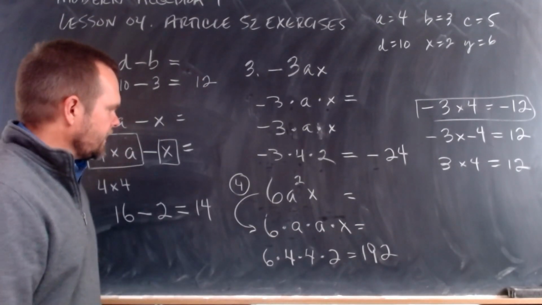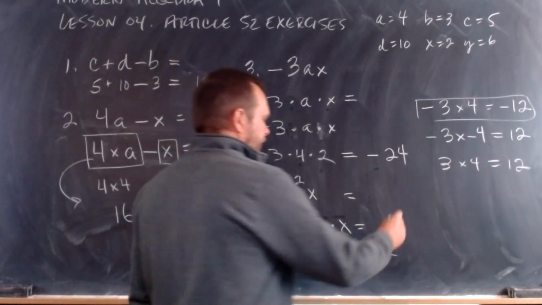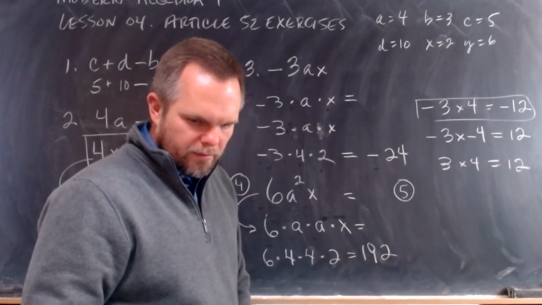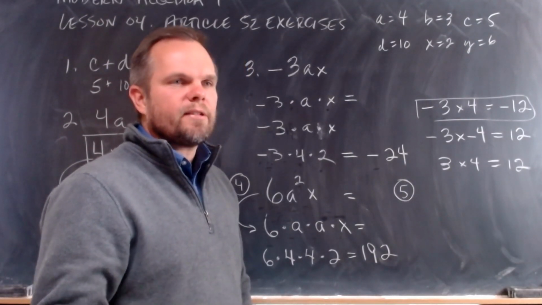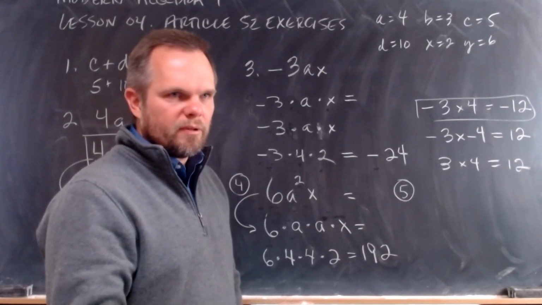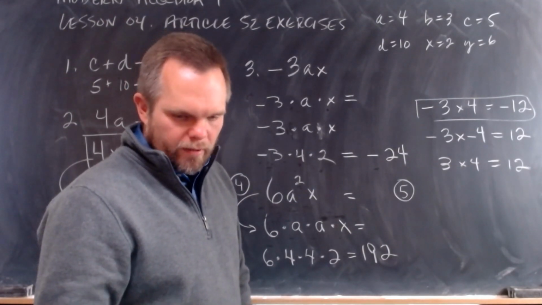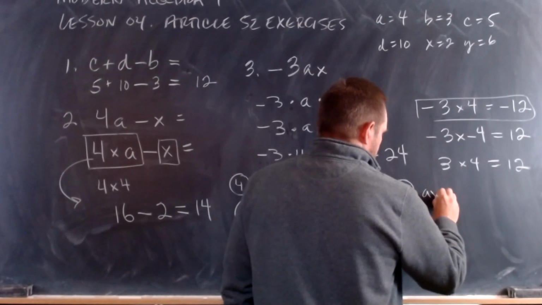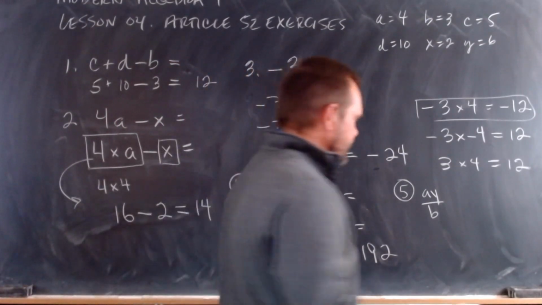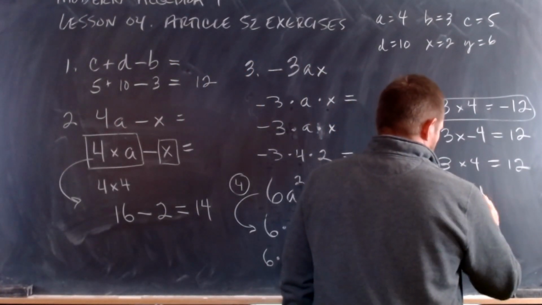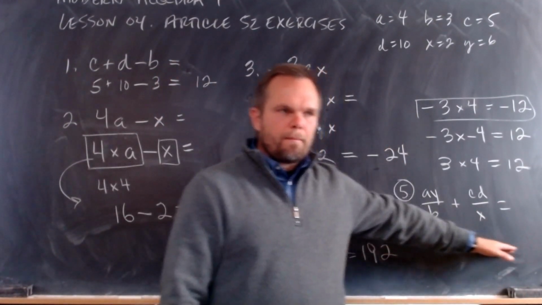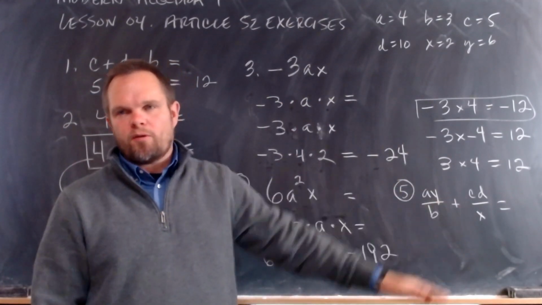All right, so we solved 6a squared x. Number 5. This gets a little more complex. But when we see things get more complex, we just take our time and break it down into simple parts, and then we solve simple parts. We have ay over b, plus cd over x. You have an algebraic expression. What's the first thing you should look for?